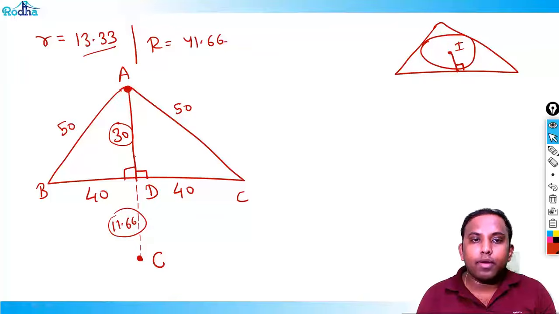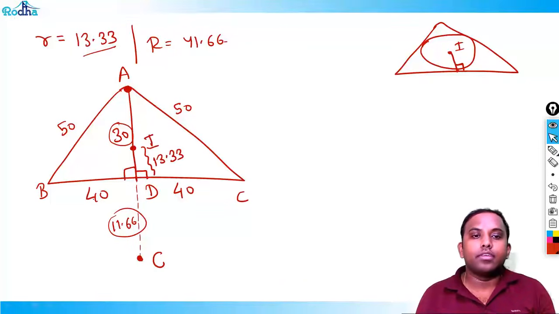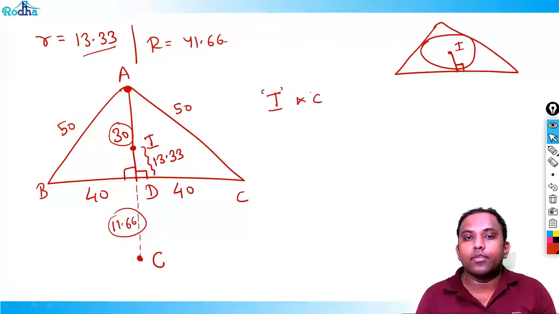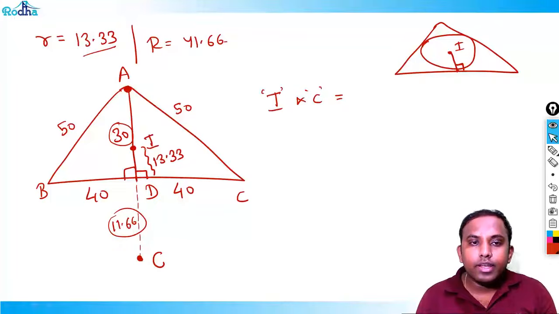In this case, this is a perpendicular drawn here. Let's say the incenter would be here, I, at a distance of 13.33 from D. Our total question was, what is the distance between incenter and circumcenter? That is the distance between I and C. It is visible: here it is 13.33 plus 11.66.